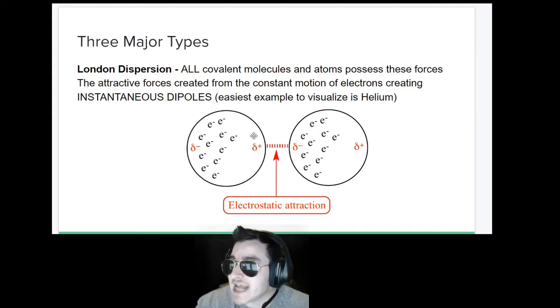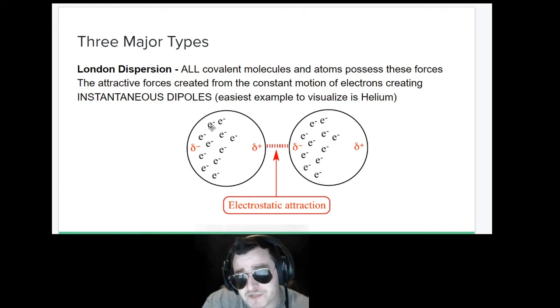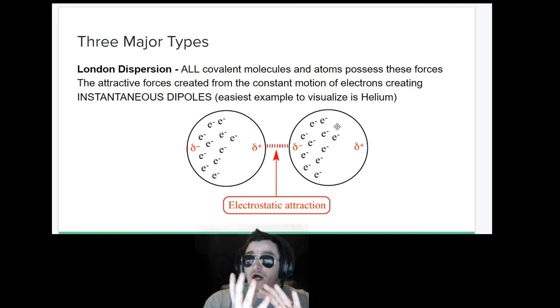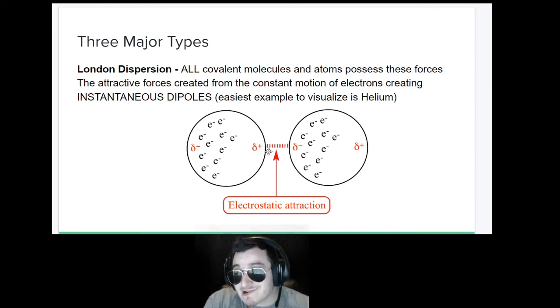An instantaneous dipole. And what we're looking at here is simply individual atoms. So for just a split second, this atom is negative on the left and positive on the right. Well, let's just say that a neighboring atom is experiencing the exact same scenario. More electrons on the left than on the right. Well, what's going on right here?